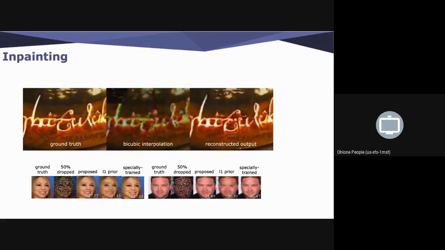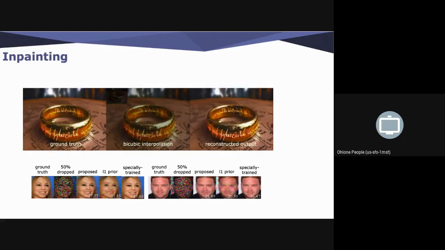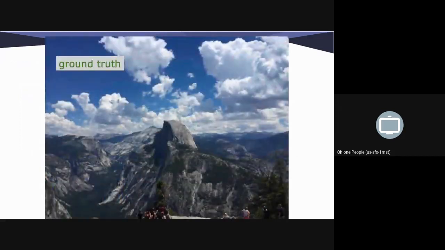In the middle, you see bicubic interpolation, just to get a sense of what linear techniques do for the same kind of problems. Here's another comparison.